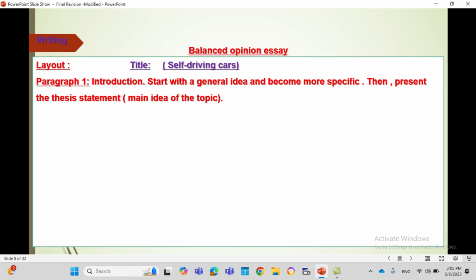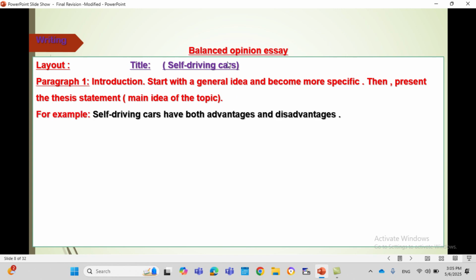The introduction starts with the general idea, and then we become more specific. Then we present what is called the thesis statement, and the thesis statement means the main idea of the topic. So we start with the title, after that the introduction, general idea, then we present the thesis statement or the main idea of the topic.